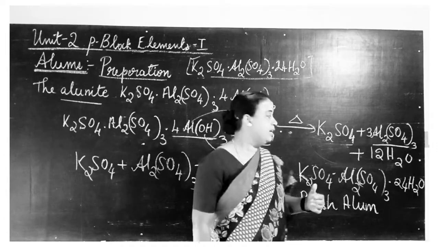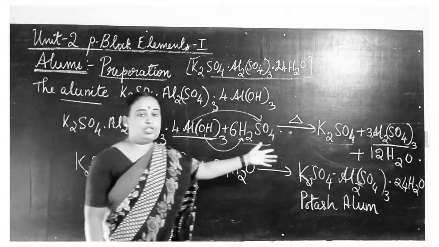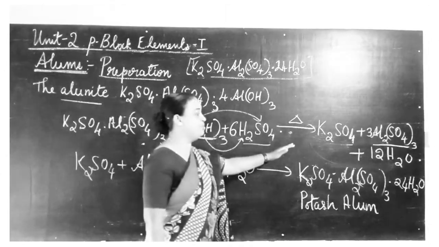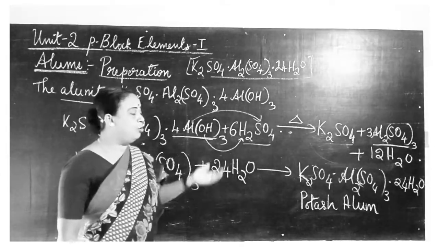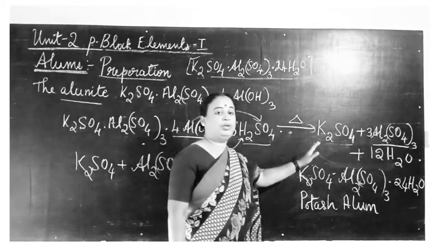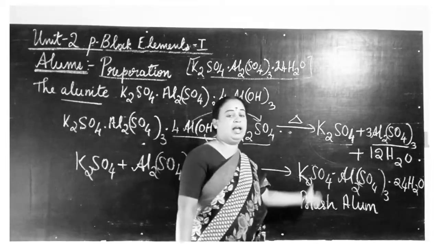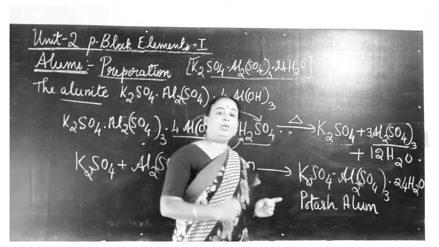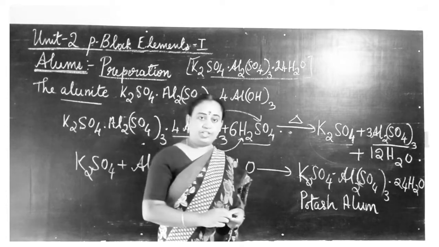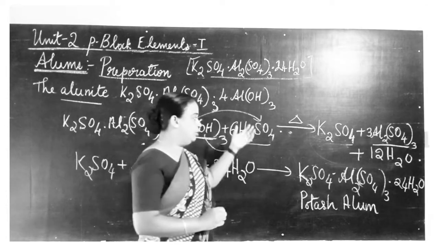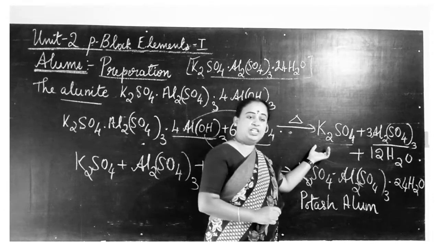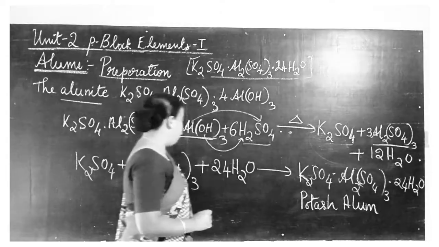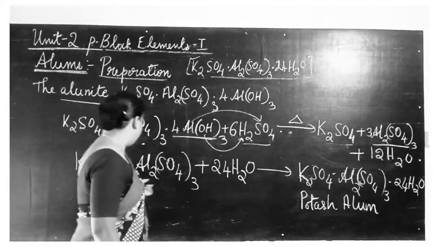So what happens in the next reaction? To this solution, where excess aluminium sulfate is there, we add more potassium sulfate and also more water in order to form potash alum. We know potash alum contains 24 water molecules of crystallization. So to this solution, more potassium sulfate and water of crystallization are added to form potash alum. That's the second reaction here.